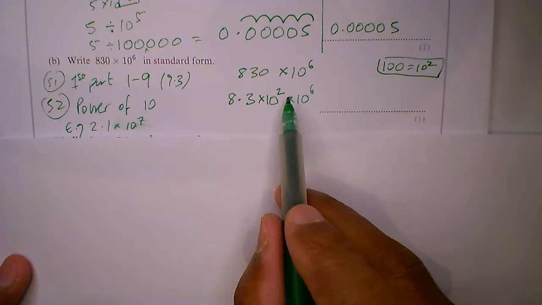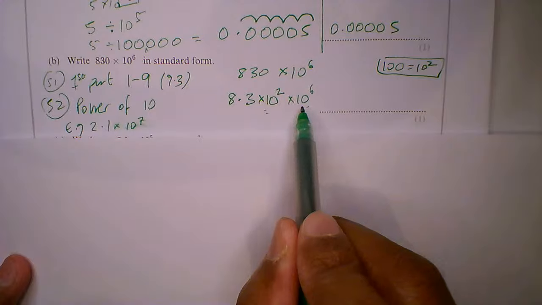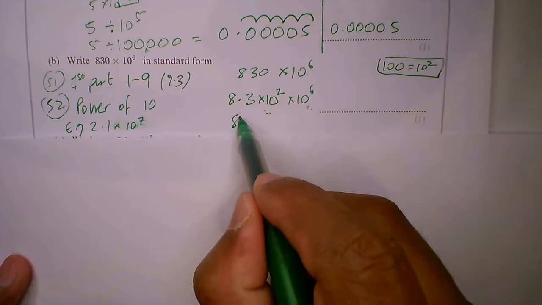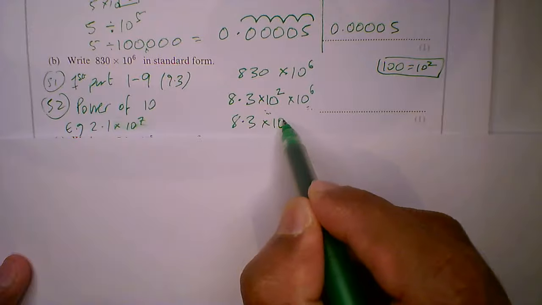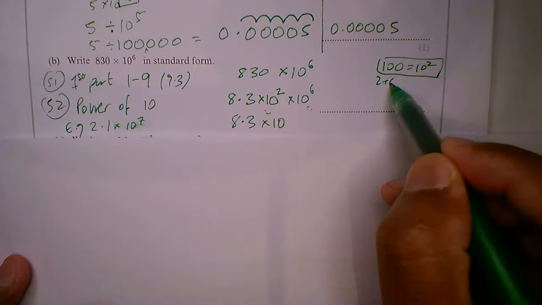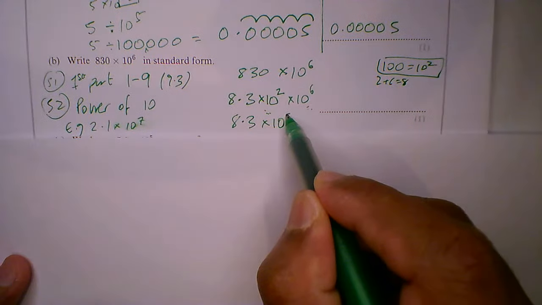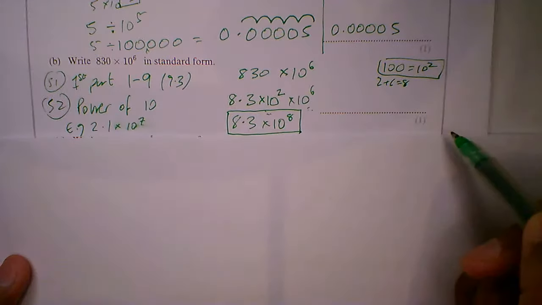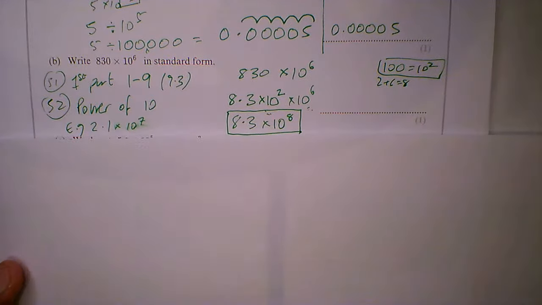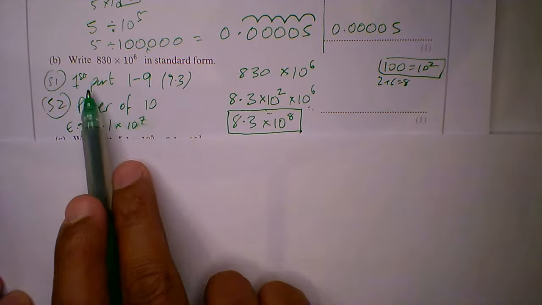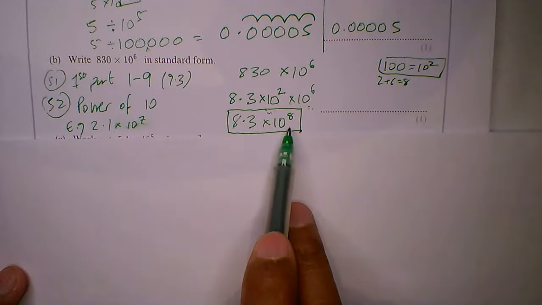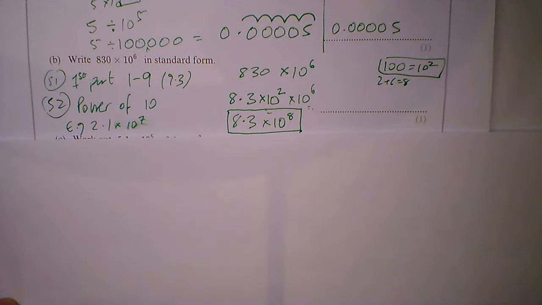So now you can spot 2 tens, the bases are the same, so I can just add the powers. 8.3 times 10 to the power 2 plus 6 gives me 8. So 10 to the power 8. And that is my final mark for that. Okay, so a lot of working out there just for 1 mark. But I can check. First part is between 1 and 9. 8.3 is between 1 and 9, and a power of 10, 10 to the power 8.